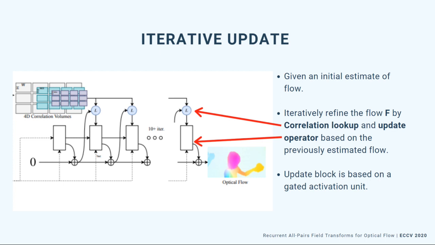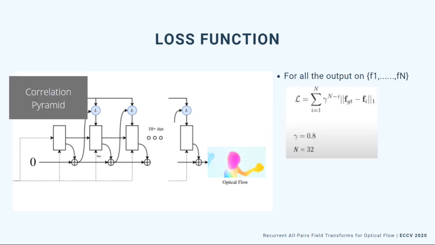So let's define what is the loss function here. For the loss function, RAFT uses L values, that is the distance between the predicted and the ground truth flow over the sequence of F1 to Fn. Here we use gamma is equal to 0.8, while gamma is exponentially increased in weight, and we take n as 32.